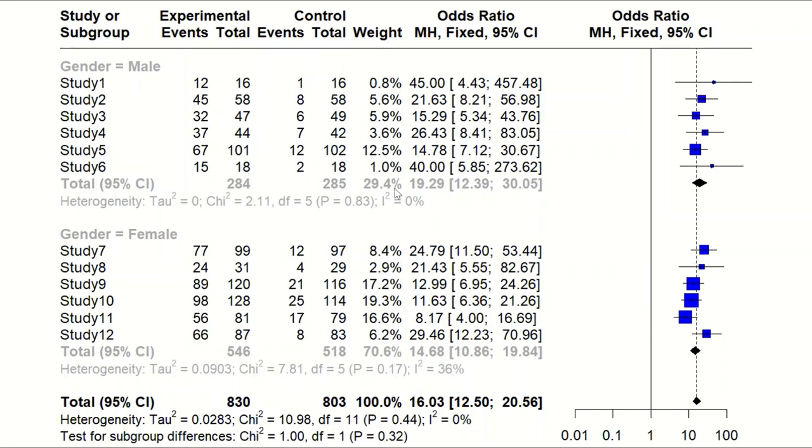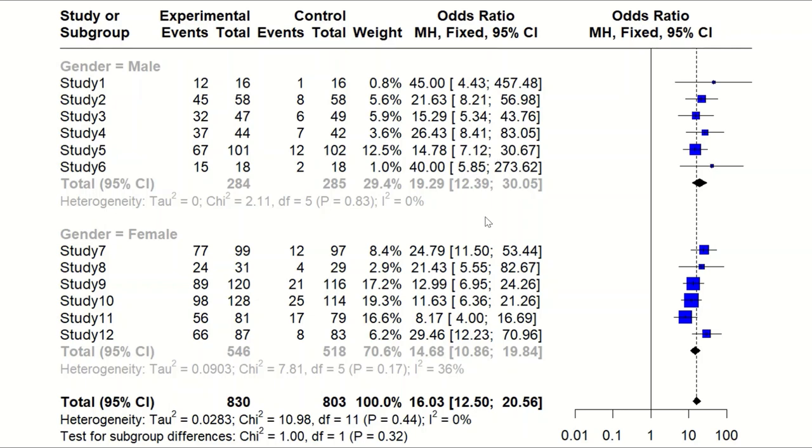If we look at the pooled overall odds ratio, for the males it is 19.3 and for the females it is 14.68. And this section shows the overall odds ratio without performing subgroup meta-analysis, and it is 16.03. So as shown here, there is a variation between males and females for this intervention or treatment when the effect size calculated is the odds ratio.